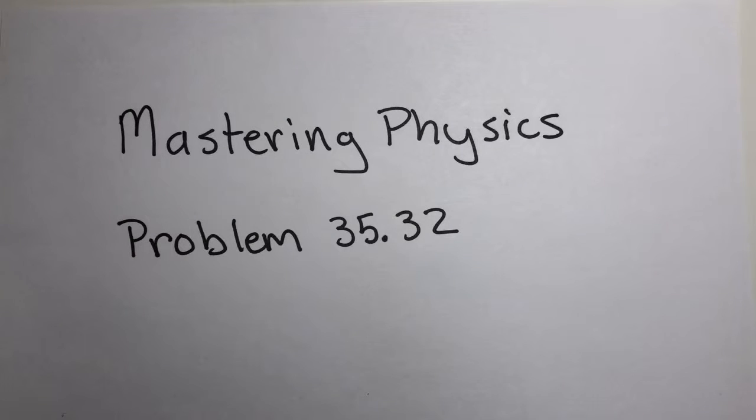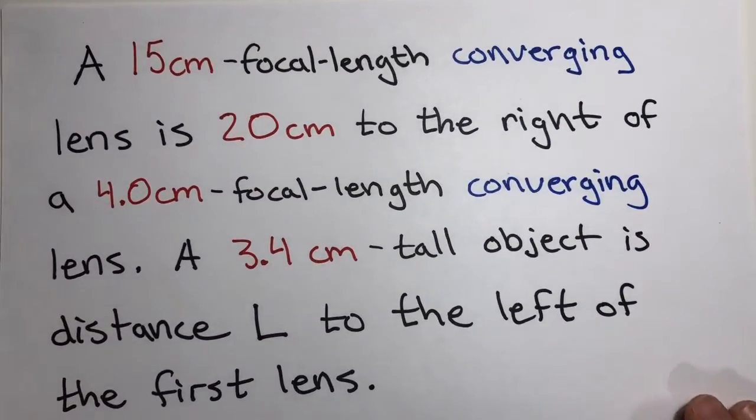Hi everyone, this is the video example for Mastering Physics problem 35.32. And the problem reads, a 15 centimeter focal length converging lens is 20 centimeters to the right of a 4 centimeter focal length converging lens. A 3.4 centimeter tall object is distance L to the left of the first lens.